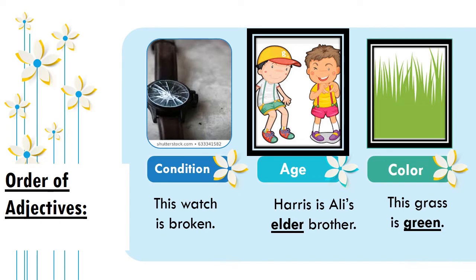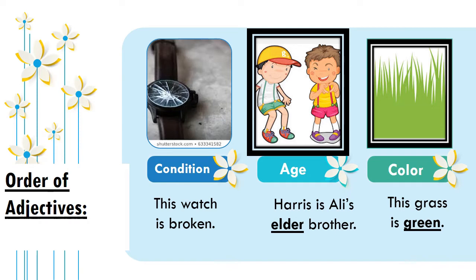On the fifth place in the order of adjectives is age. For example, Haris is Ali's elder brother. Here, the adjective elder tells us about the age of Haris and Ali. Likewise, old, young, ancient, antique, new, old fashioned, early, recent, modern are different kinds of ages, and we always place the age in a sentence after the condition at the fifth place.